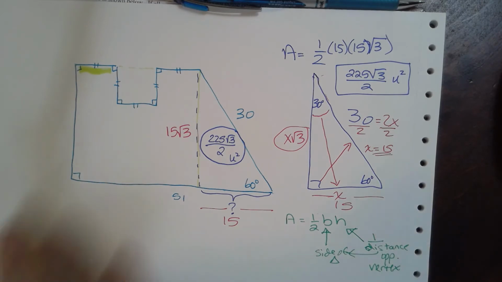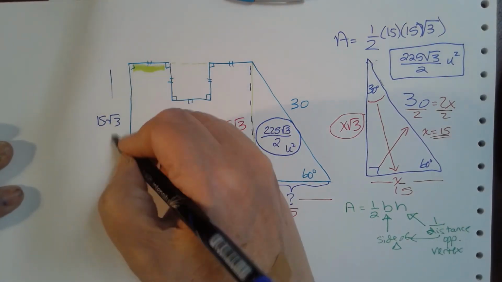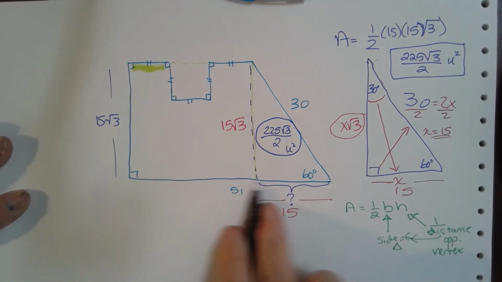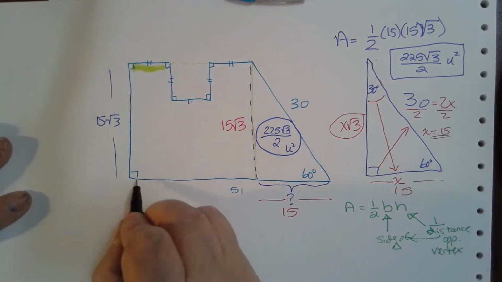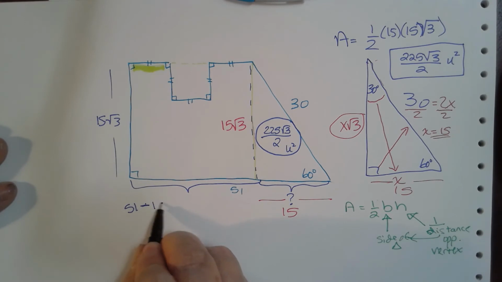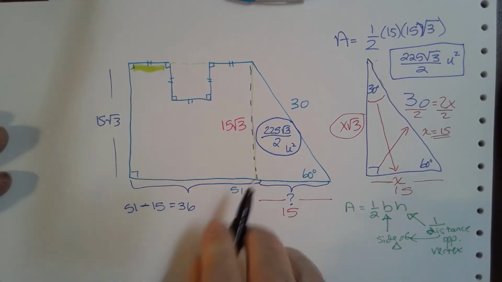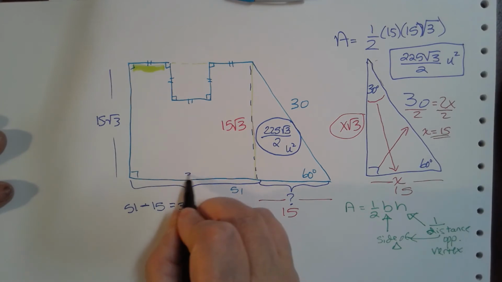So now let's focus over here on this shape. We know that this length is 15 square roots of 3, and we know that this length from here all the way to here is 51 units. So if I want to figure out what this length is, what I have to do is take 51 and subtract 15. Let's see, I'm going to use my handy dandy calculator. If I take 51, subtract 15, then I get 36. So I know that this distance is 36 units.